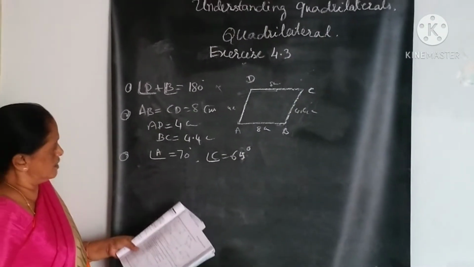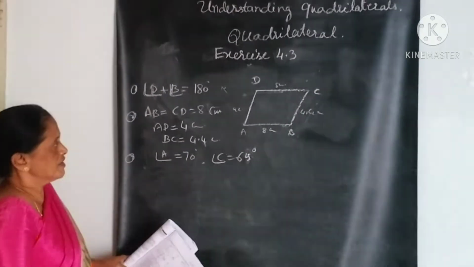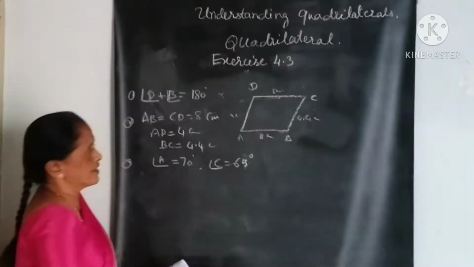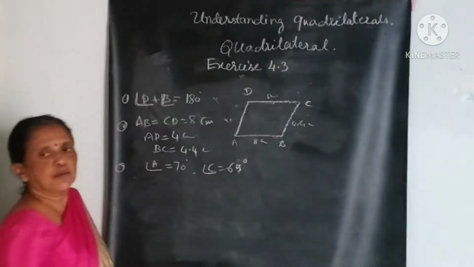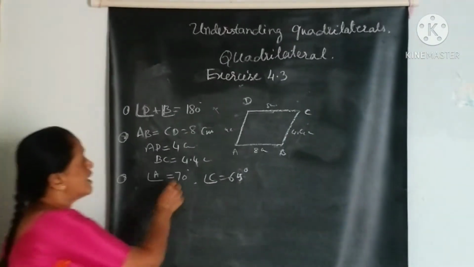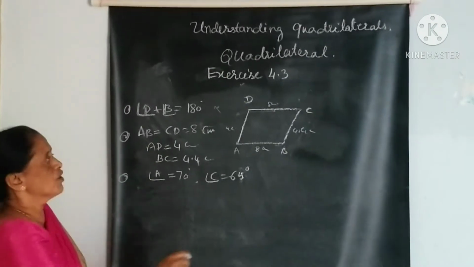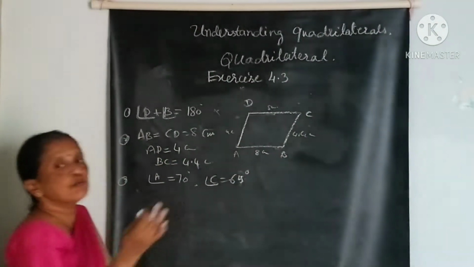Next, third one. Angle A is 70. Angle C is 65 degrees. Here A and C are the opposite angles. They are not equal here. Therefore, ABCD is not a parallelogram.